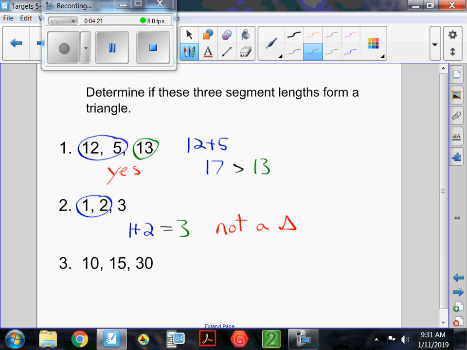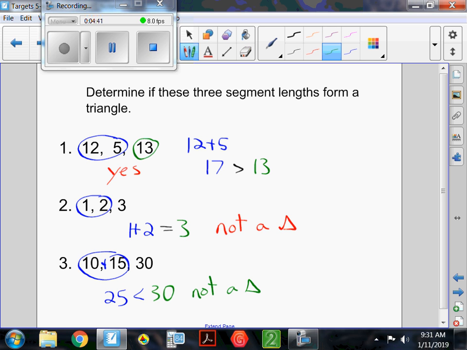And number 3: 10, 15, and 30. 10 plus 15 is 25. 25 is less than 30. So this is also not a triangle. I don't need to square anything like the Pythagorean theorem. I'm just looking at the sides as they are.